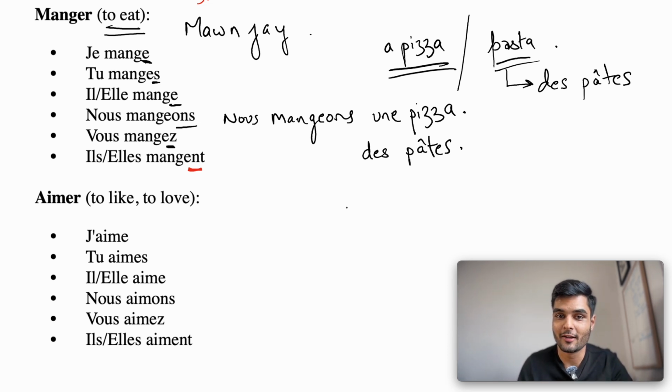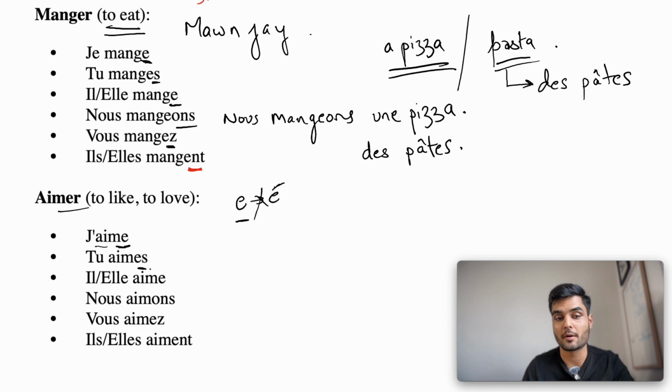Aimer. Now, if you want to say I like to eat pizza, how would you say that? For that, first of all, we have to understand the conjugations according to the subject nouns. Je, tu, il, elle, nous, vous, ils, elles. The subject nouns are the same. And the pronunciation will be j'aime. Again, important to understand, the final E is not pronounced. J'aime.